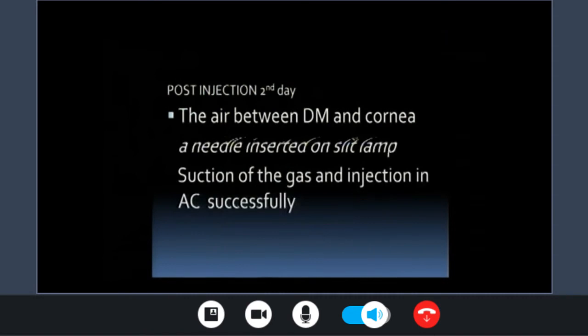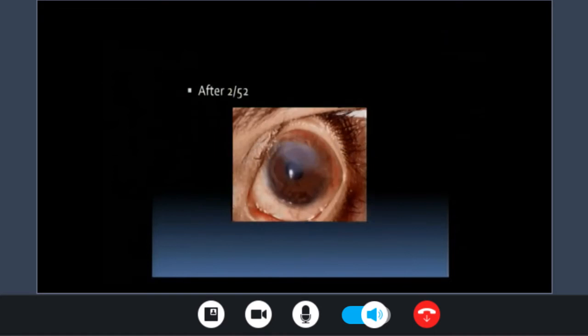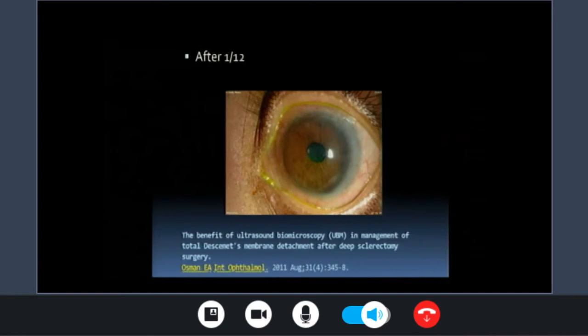It was a problem to take the patient again to theater, and the patient is not that cooperative, but we did a trial on the slit lamp. I put the needle and aspirated the air between the Descemet and the cornea, and I pushed the needle again, injected into the anterior chamber, and luckily it succeeded. This is the patient after 2 weeks, and this is the patient after 1 month, and it is published in International Ophthalmology, I think, as benefit of ultrasound in management of total Descemet membrane detachment.